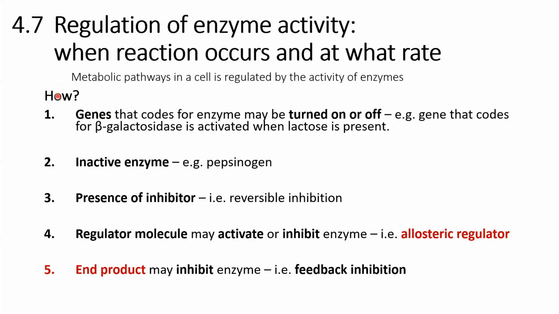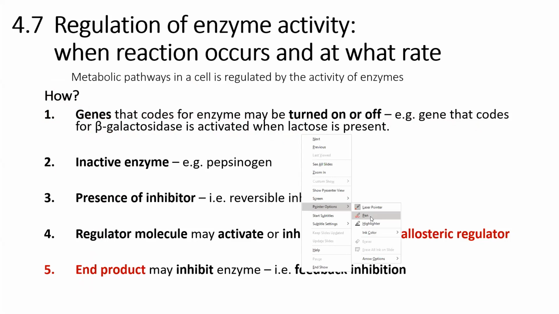So how to regulate the enzyme activity? These are several examples of how enzyme activity is regulated. The first one: genes that code for enzymes may be turned on or off. For example, the gene that codes for beta-galactosidase is activated when lactose is present.